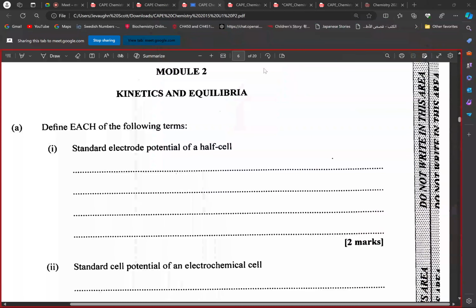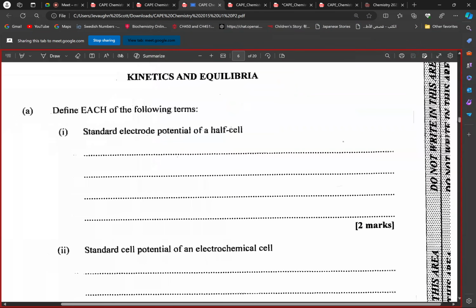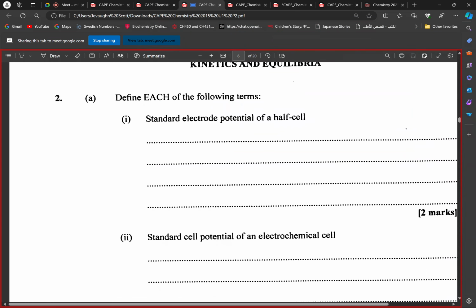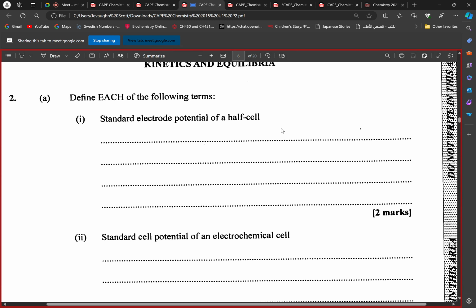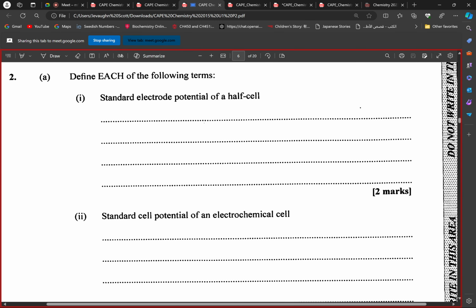This is module 2 of the 2015 paper, the Redox Equilibria question. All right, so it's asked to define each. The first is the standard electrode potential of a half cell. What is the standard electrode potential of a half cell?